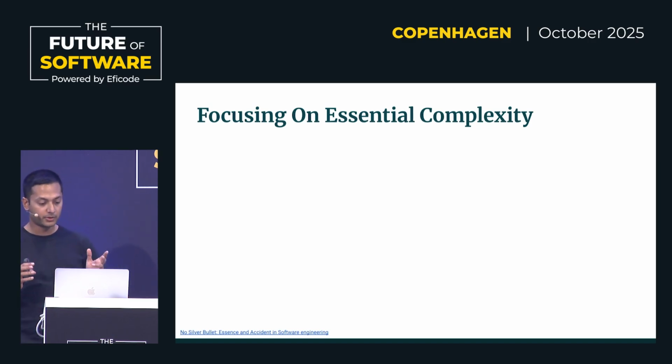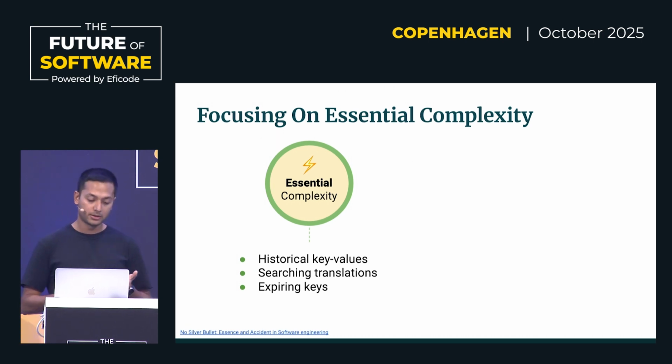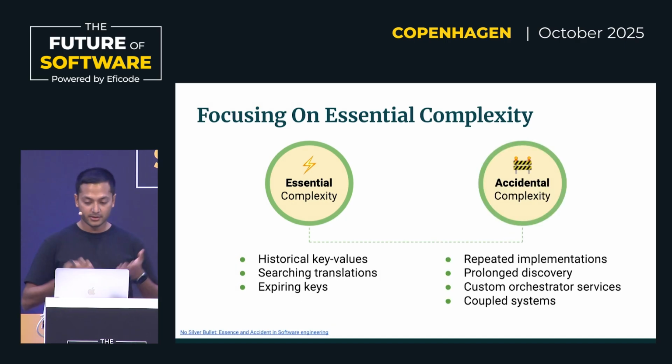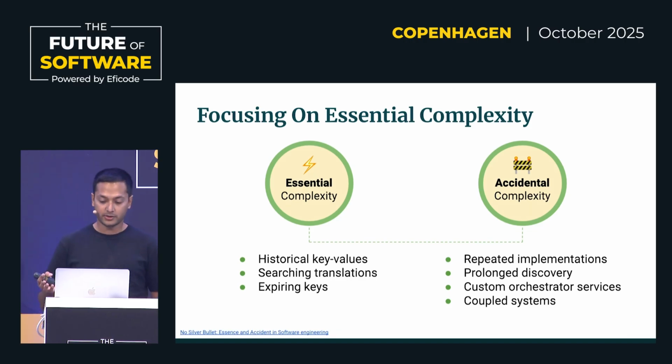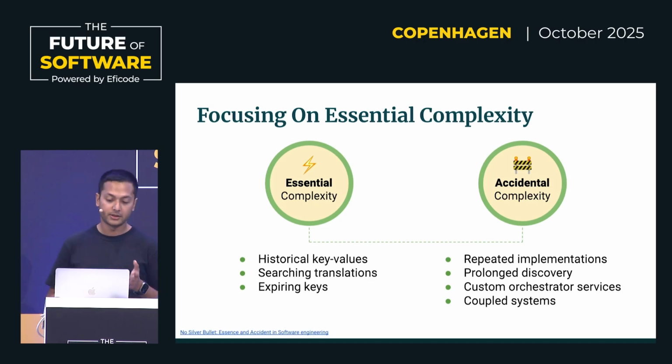Essential complexity, the term comes from No Silver Bullet, the paper that in the keynote this morning Camille mentioned as well. The essential complexity is what we really set out to solve. That is a key value store with historical key values, searching different languages, expiring keys. But we spent time just doing repeated implementations like timers in every service or prolonged discovery, where we just spend time discovering our own systems, or building custom orchestrators, or just ending up with a very coupled system. These are not challenges that we set out to solve. I didn't wake up in the morning thinking, oh, today I'll do some prolonged discovery. That is never the case.